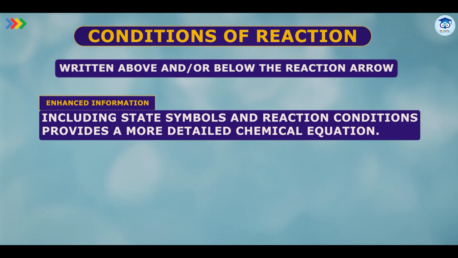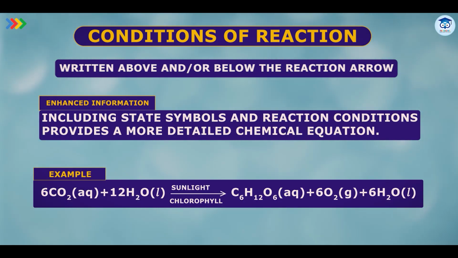Now moving to some other information that we need to provide in a chemical reaction, or that is given to us, which is about the conditions of a reaction. They are written above or below the reaction arrow. They provide extra information about the state symbols and the reaction conditions in the chemical equation. So if we have pressure, temperature, or any catalyst being added, such information is provided above or below the arrow. Also, if we are heating or passing electric current, such information is given on the arrow.